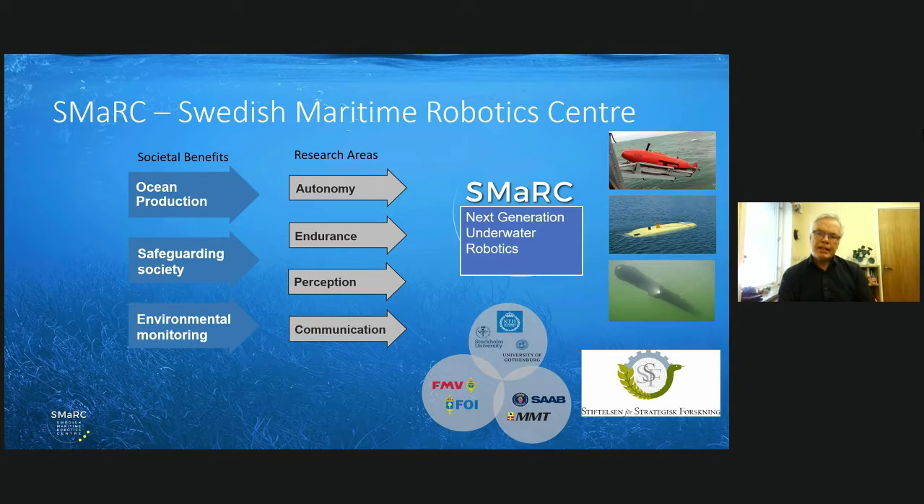And in this program, the main research areas are autonomy, endurance, perception, and communication. And also here we have demonstrators. You can see them on the right. We are building some of them ourselves, and then we also have access to the big underwater vehicle that is located at Gothenburg University.